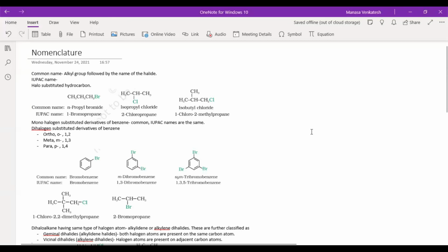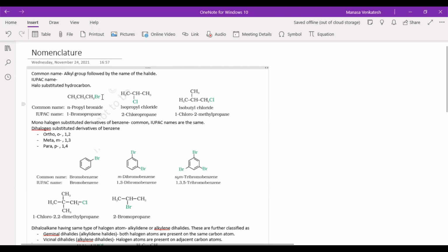Let's look at the nomenclature of haloalkanes and haloarenes. First of all, you have the common name. The common name is basically the alkyl group followed by the name of the halide. So the common name for this is propyl bromide. This is again going to be isopropyl bromide. This is going to be isobutyl chloride. So it's just the alkyl group followed by the name of the halide.